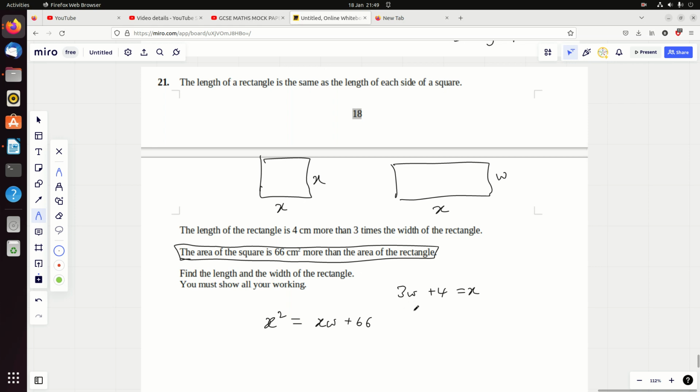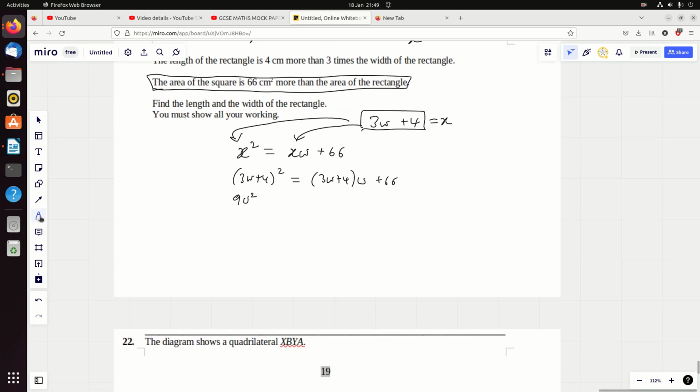I'm just trying to think what would be probably easiest. Actually, if we just chuck this in to x there and there. You can do it the other way and solve the quadratic in w instead. It doesn't make any difference. But this looks slightly easier because you don't have any fractions. 3w plus 4 times w plus 66. Okay, so multiply these out. Once again, draw a little grid if you're not too confident with multiplying out, because don't mess up the multiply out.